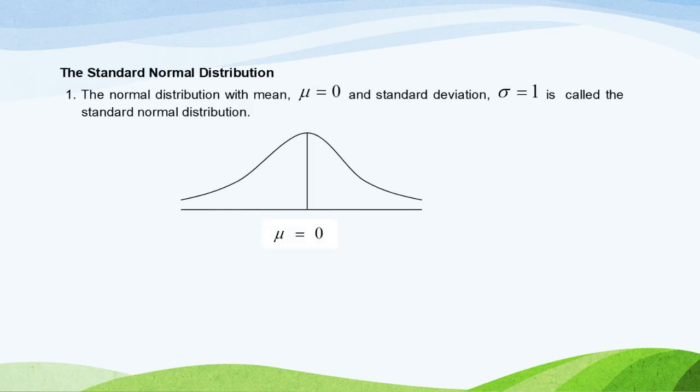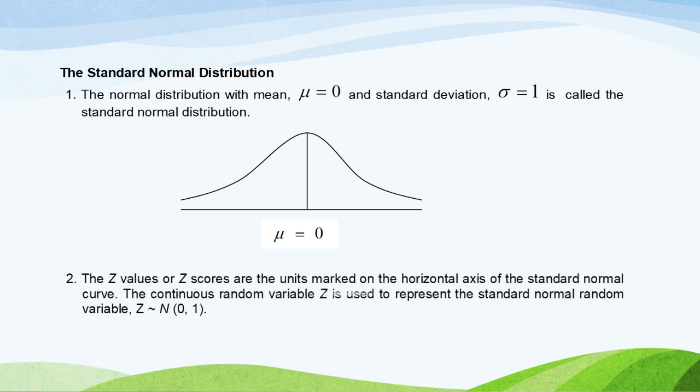A standard normal distribution: the normal distribution with mean 0 and standard deviation 1 is called the standard normal distribution. The z values or z-scores are the units marked on the horizontal axis of the standard normal curve. The continuous random variable Z is used to represent the standard normal random variable, where mean equals 0 and standard deviation equals 1.